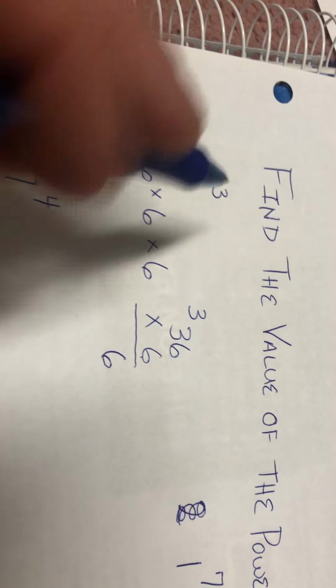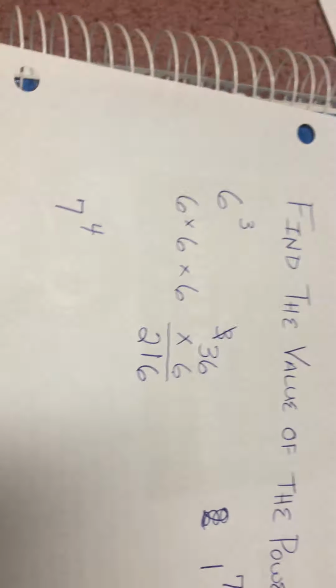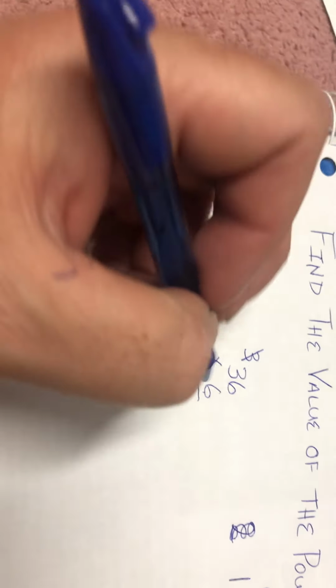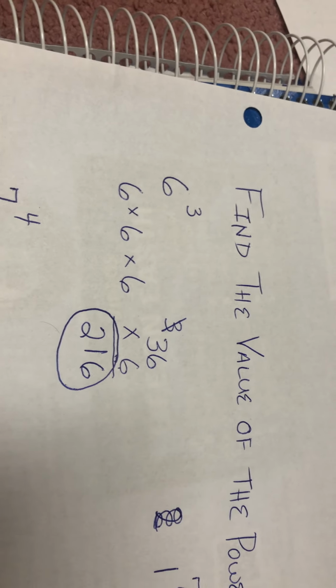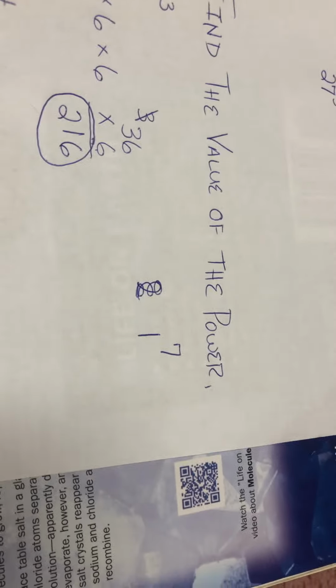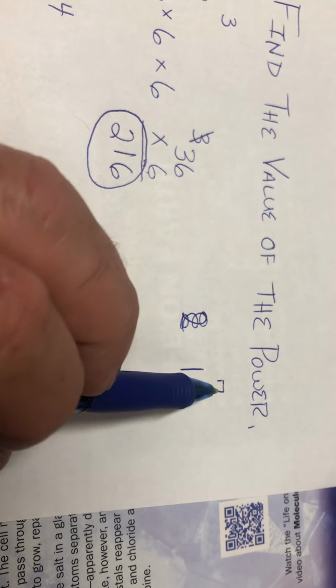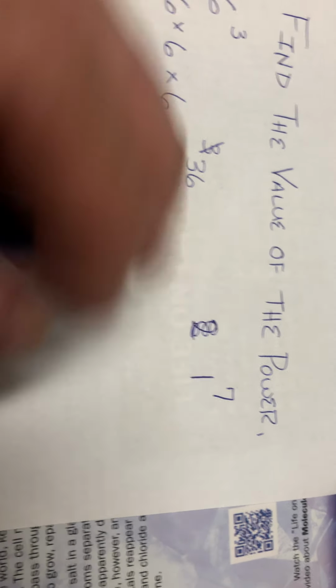6 times 3 is 18, plus the 3 is 21. I find that 6 to the power of 3 equals 216. Not hard, I can handle that. The next one is 1 to the power of 7. All right, 1 to the power of 7.